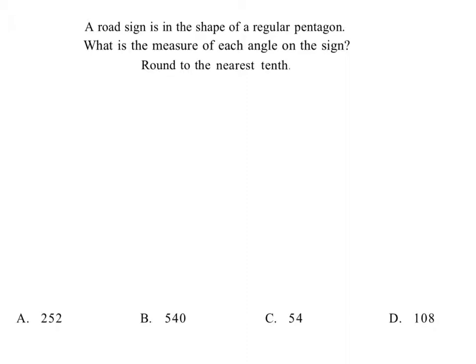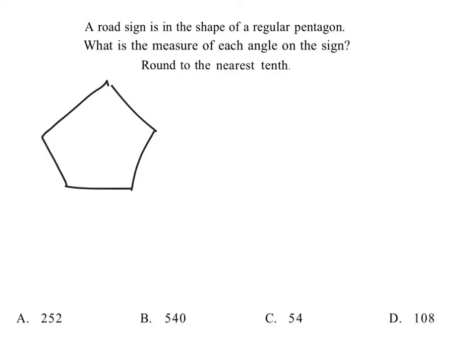Okay, the road sign is in the shape of a regular pentagon. Sketch it. Why not? Okay. It's regular, and we know the formula for how to find the total number of degrees.